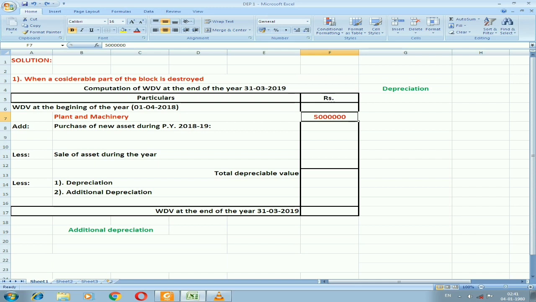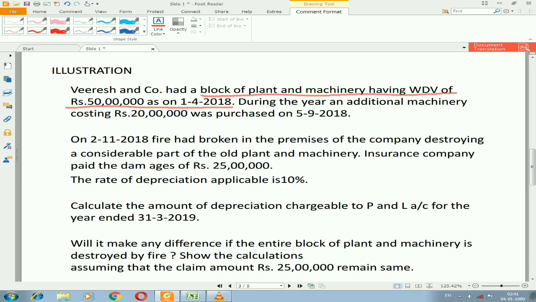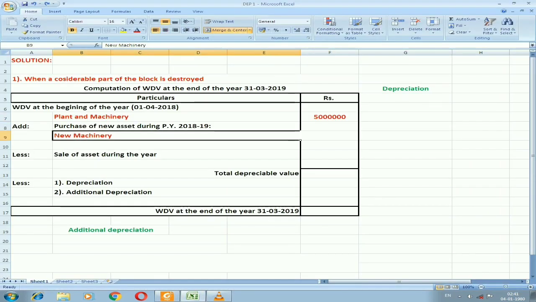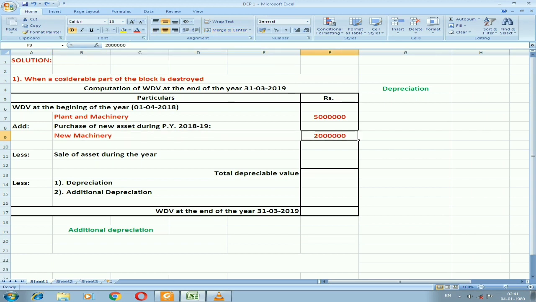Next, I require the purchase which is done in the year 2018-19. Any purchase or any additions we can take here. We have one purchase made during the year. So during the year, an additional machinery costing rupees 20 lakhs was purchased on 5/9/2018. You need to remember the date also. It will be helpful while calculating depreciation. So I need to enter new machinery, amount of rupees 20 lakhs.